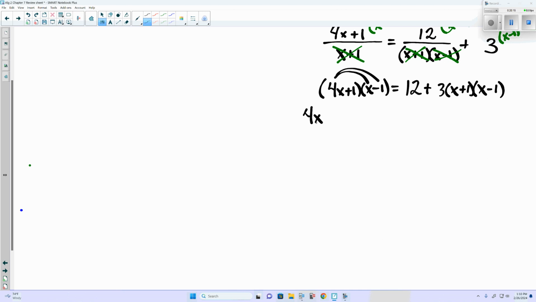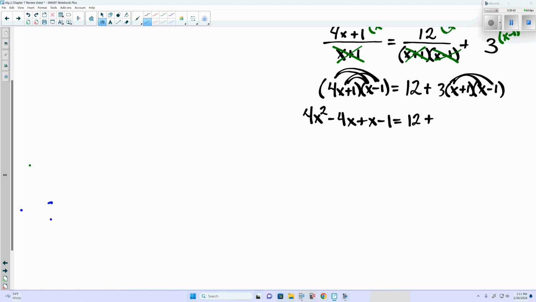Now we're doing 4x times x, which is 4x squared. 4x times negative 1 is negative 4x. And we're going to do the same thing with our plus 1. 1 times x would be plus x. 1 times negative 1 is negative 1. 12 plus.